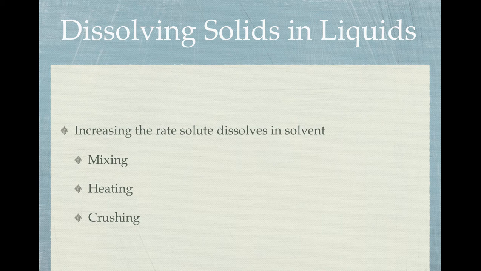There are some ways that we can increase the rate that the solute dissolves in a solvent, and I'm sure you've done this before in the kitchen. For example, mixing definitely helps increase the rate that the solute dissolves. Heating or crushing, these are all good ways to get something dissolved really quickly.